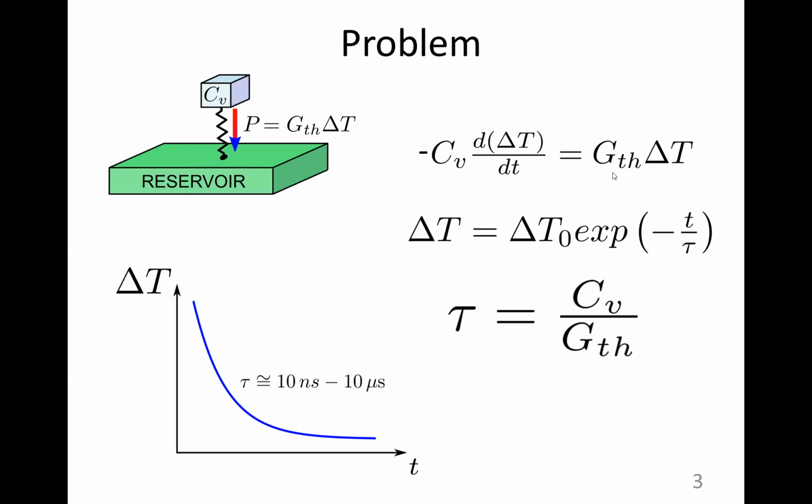And it follows that we should expect an exponential decay in such a system, where the decay rate of the temperature is given by heat capacity divided by the thermal link, or thermal conductance, between the subsystem and the reservoir. And I will be talking about nanoscale samples, measurement in the nanoscale. So the expected lifetimes or decay rates will be relatively fast, of the order of nanoseconds or microseconds.